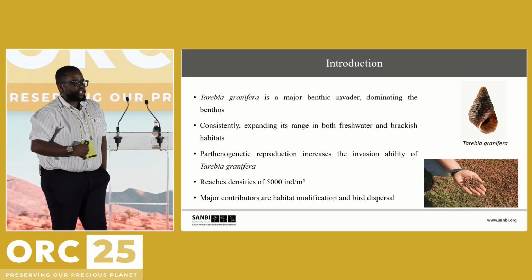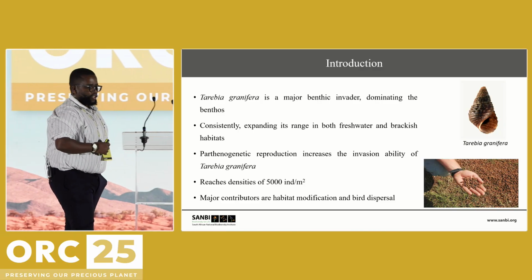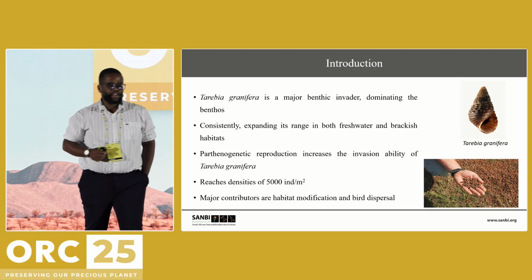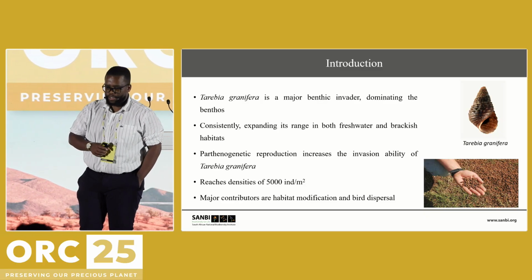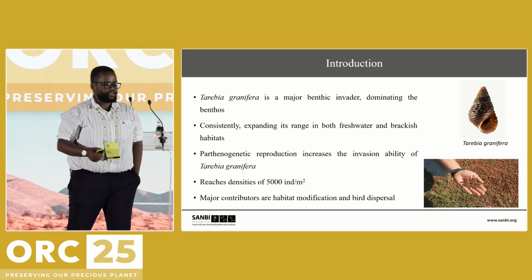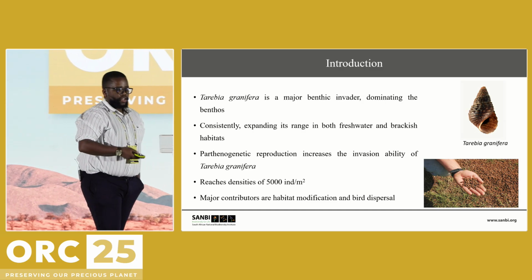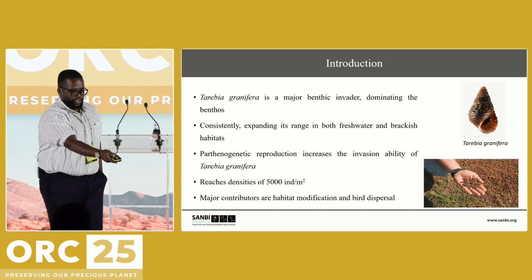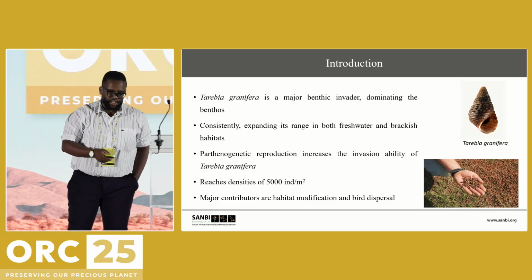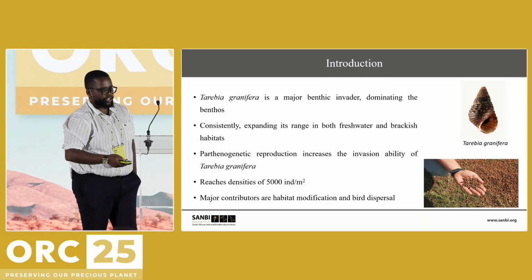Tarebia granifera is a major benthic invader which dominates the benthos. It comes from Southeast Asia, and it constantly expands its range in both freshwater and brackish habitats. It reproduces parthenogenetically, which increases its invasion ability. It can reach densities of up to 5,000 individuals per square meter, as you can see in the picture on your right, on my left. The major contributors are habitat modification and bird dispersal.